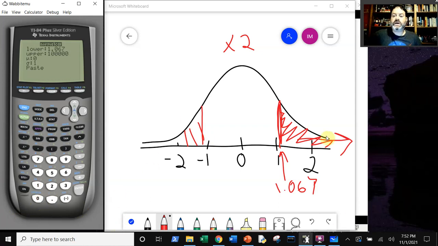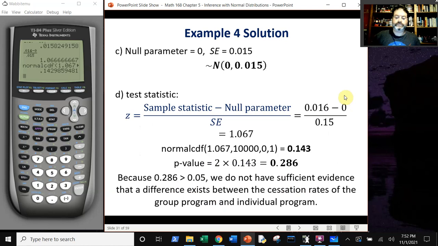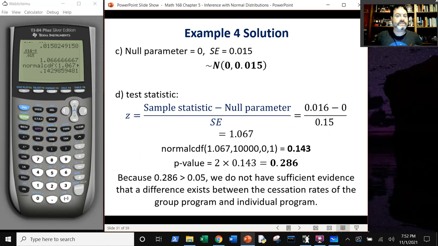So we're finding this area here, which will give us this p-value. 0.143. And then we're going to multiply it by 2. So we're going to get 0.286. And you can see that on the slide, exact same numbers. Notice that the p-values don't exactly match, right? This one was 0.25, this one was 0.286. This is not an exact science. Because we use random distributions, there's some variability. As long as you're close, you'll get it right.